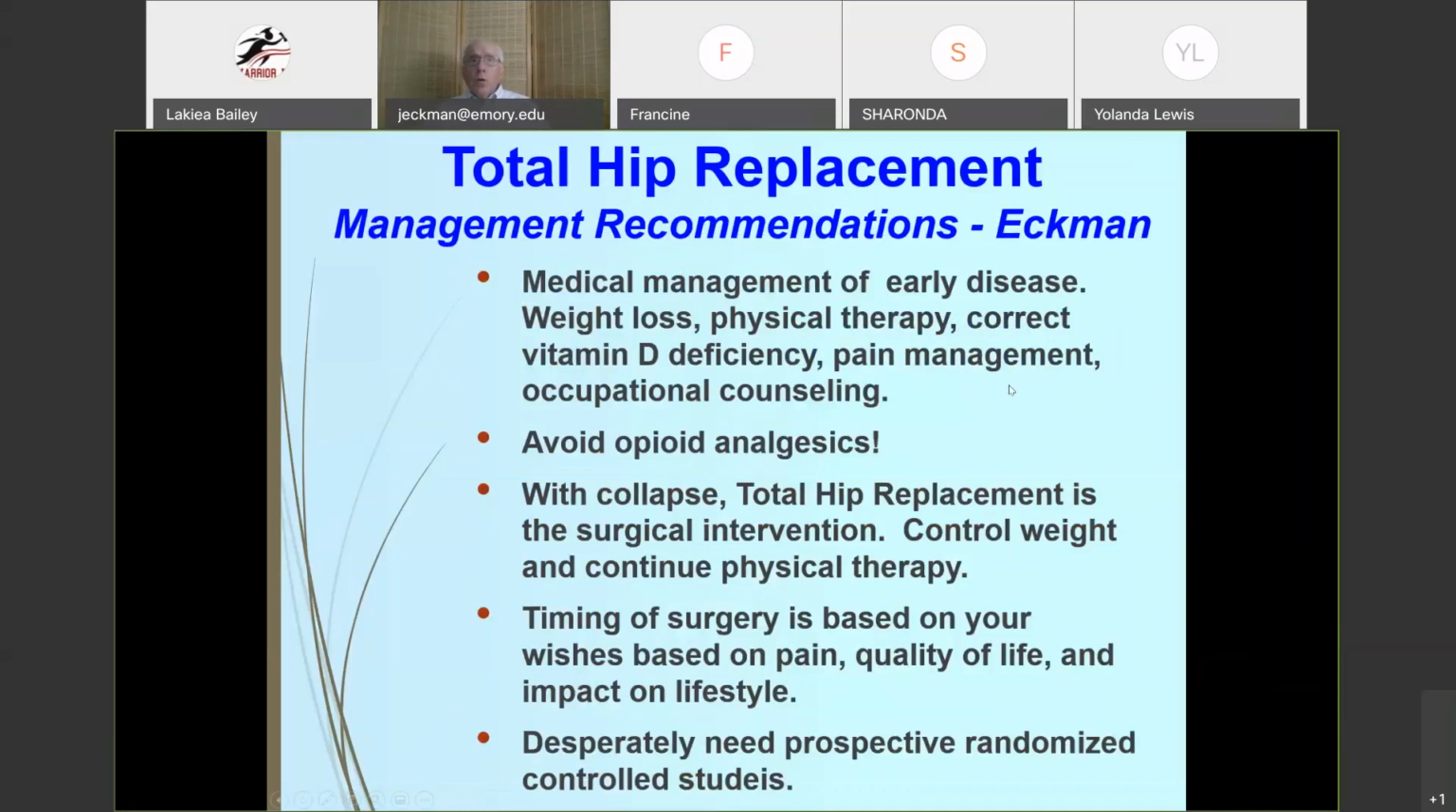So this is sort of the way I managed my patients. I felt that the medical management was really critical early in the disease. And I really fussed about weight loss, physical therapy. We aggressively corrected vitamin D deficiency, and we had developed very carefully thought out plans for pain management that was individualized to the patient's needs.